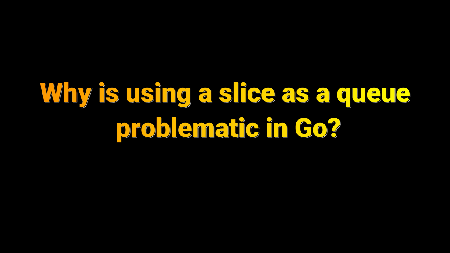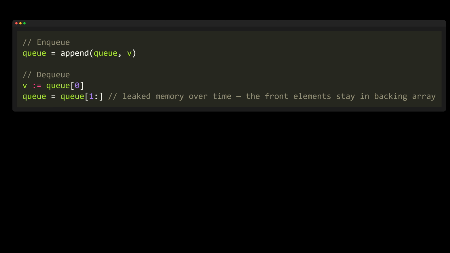Question: why is using a slice as a queue problematic in Go? While you can use a slice as a queue by appending to add items and slicing off the front to remove items, this causes a memory problem. When you remove an item from the front, the underlying array still keeps that item in memory. Over time, as you add and remove many items, the backing array grows and never shrinks, and the front positions hold onto old data that cannot be freed. For a real queue in production code, you should use a ring buffer or the container list package instead.